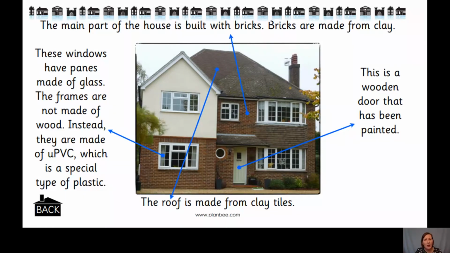What type of window frame do you have? Do you have a wooden one or do you have a UPVC one? Have a look now and see. Okay, now let's go to the roof.